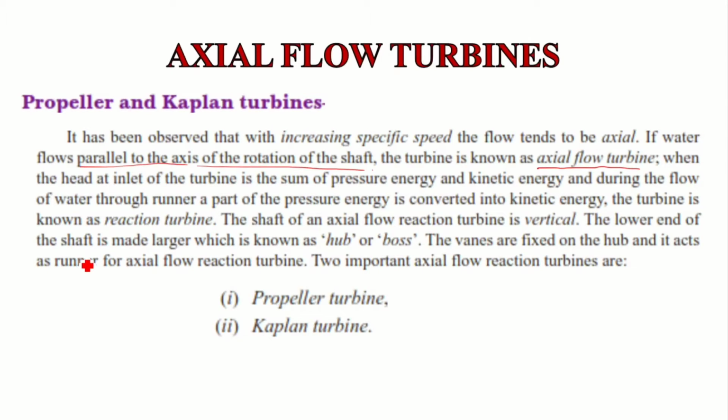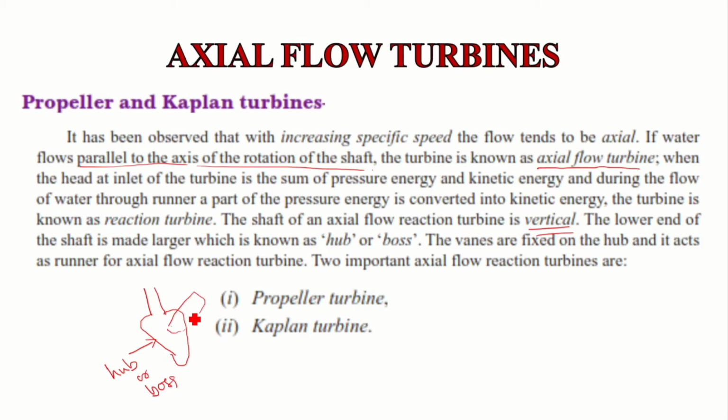The axial flow turbine is also a reaction turbine, but here the axis of the turbine is vertical. The lower end of the shaft is made larger. So if this is the shaft, the lower end of the shaft is made larger, and this is known as the hub or boss. The lower end of the shaft is made larger and the blades are arranged here.